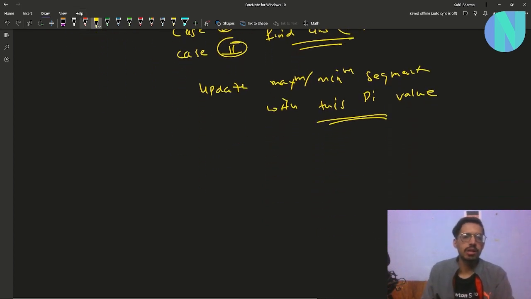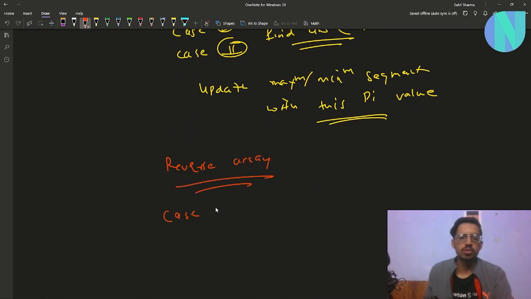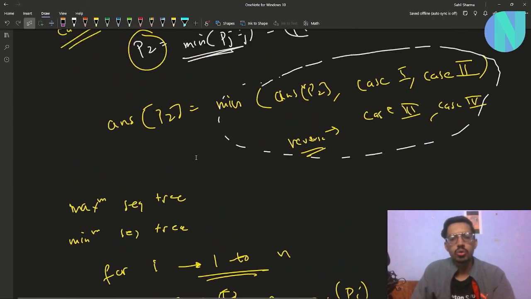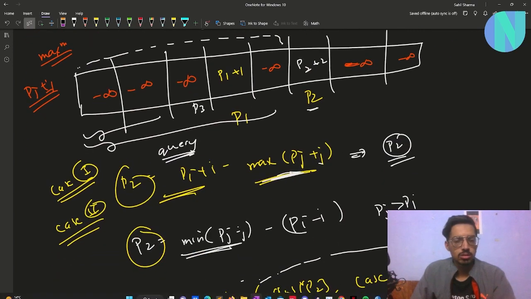Then you can reverse the array and find the answer for case 3 and case 4 similarly, right? Find the answer for case 3 and case 4. So that will be the entire solution. And if you guys want to see the code for this, here is the code.